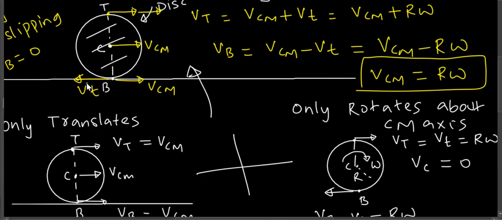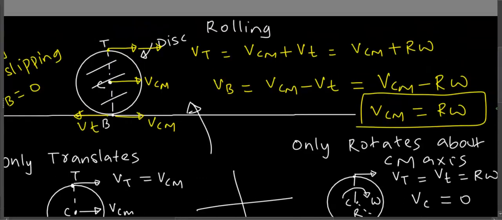But if you look at the topmost point, the velocity gets added up. Because we are saying magnitude wise, VCM is equal to R omega, I can say that the topmost point will have twice the velocity of the center of the disk. So this is something that you should keep in mind.